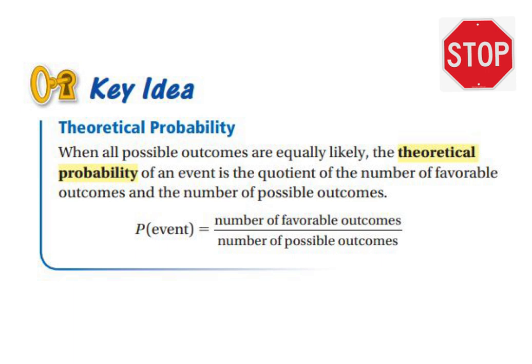Please pause the video here and write down your next vocabulary word or key idea, which is theoretical probability. Theoretical probability is when all possible outcomes are equally likely. The theoretical probability of an event is the quotient, which means a division problem, the quotient of a number of favorable outcomes and the number of possible outcomes.